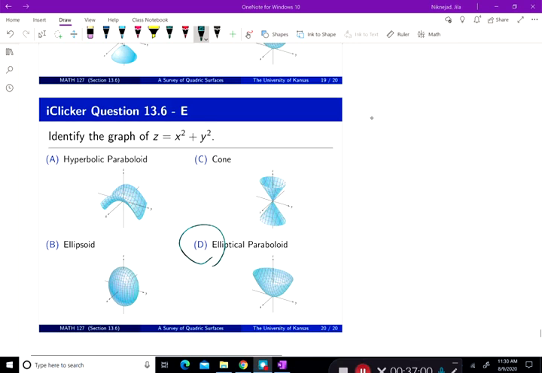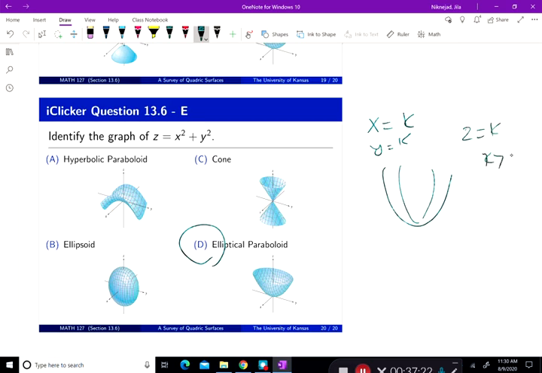Again, for let's say x equal to k, you get upward parabolas. For y equal to k, you get upward parabolas, and then for z equal to k, for k bigger than 0, you get ellipses, and for z equal to 0, you get 1 point, and that's the elliptical paraboloid.